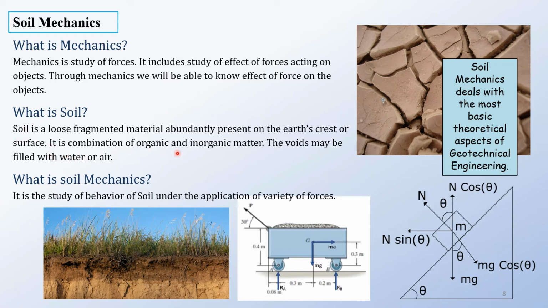Next part says that it can be organic or inorganic. Inorganic, obviously, is produced because of rock disintegration. In the sense, when rocks disintegrate or get weathered, they will be producing smaller particles of inorganic material. So when the rock is disintegrated, it will be giving rise to inorganic matter, the inorganic part of the soil.